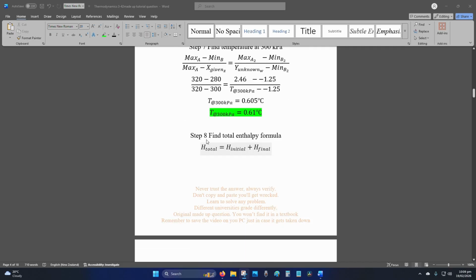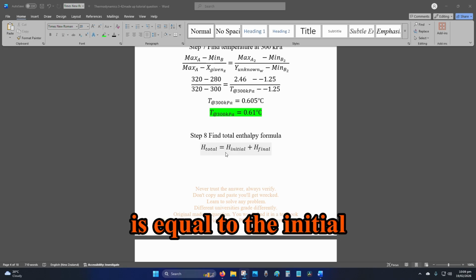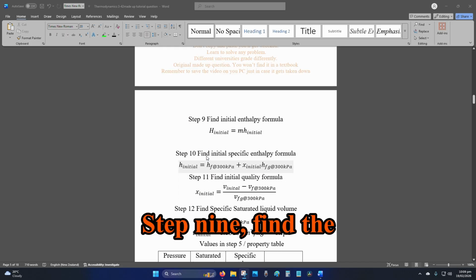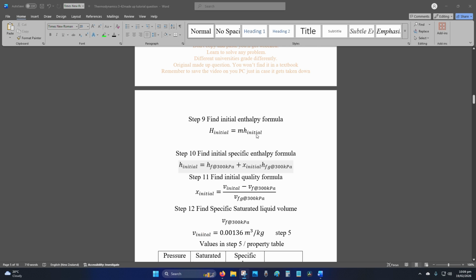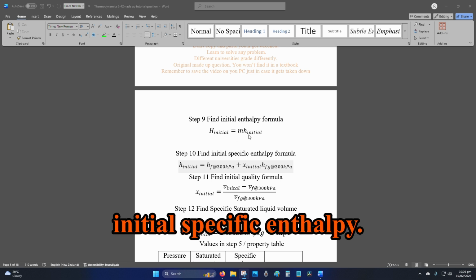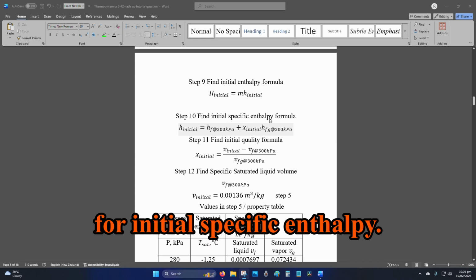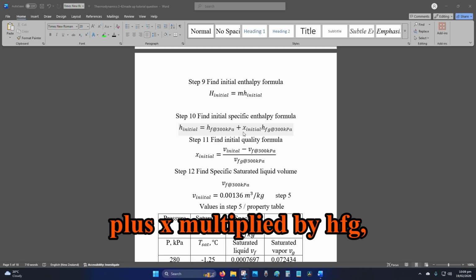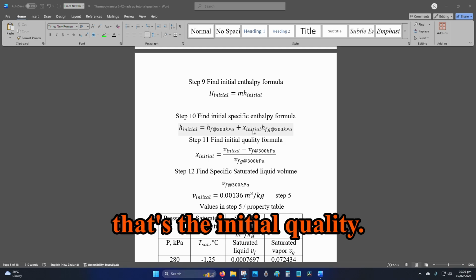Moving on to part B, step 8, find a total enthalpy formula. So the total enthalpy is equal to the initial plus the final enthalpy. Step 9, find the initial enthalpy formula. So it's mass multiplied by the specific enthalpy. We're given mass, we need to find the initial specific enthalpy. So step 10, find the formula for initial specific enthalpy. Little h is equal to hf plus x multiplied by hfg, x being quality, and that's the initial quality.